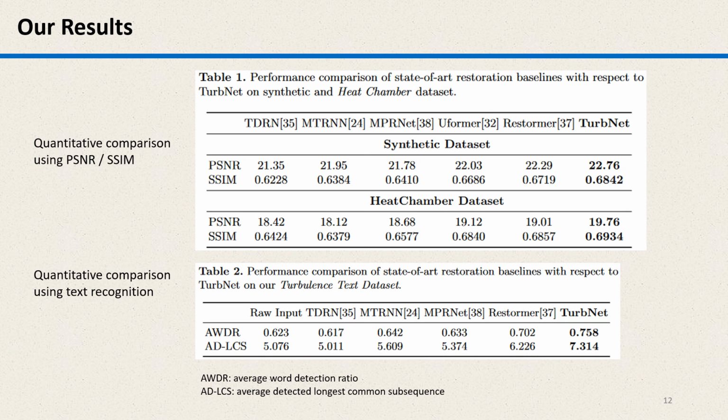We then show some quantitative comparison on the heat chamber dataset and the turbulence text dataset. It can be seen that the proposed TurbNet consistently outperforms other methods. Please refer to the paper for detailed definitions of the metrics.